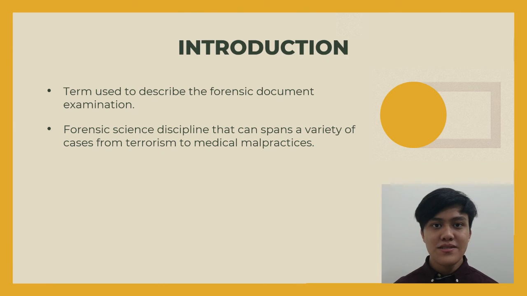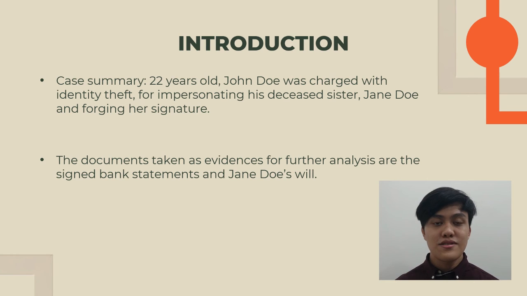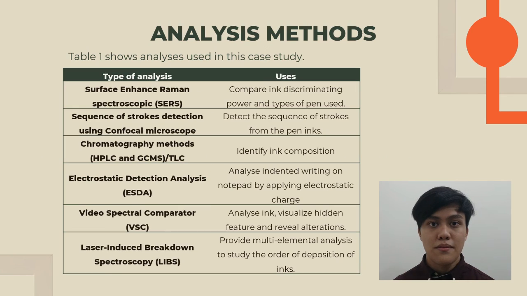Chin. Forensic documents, better known as forensic document examination, is a discipline utilized in a variety of cases ranging from medical malpractice to terrorism. Following the case of 22-year-old John Doe, who was charged with identity theft and forgery, our forensic team has been provided with document evidence of a forged will of his sister, Jane Doe, who is now deceased, and signed bank statements from Jane Doe to John Doe.